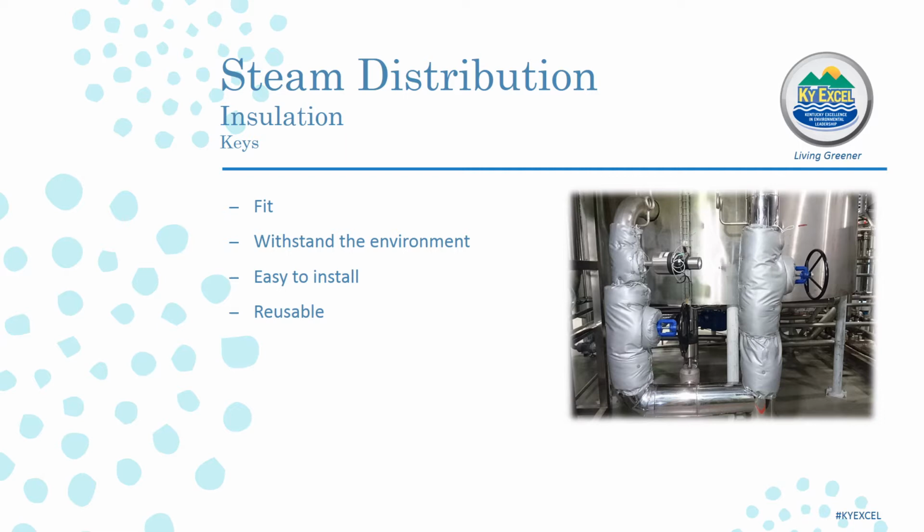Installing insulation can increase efficiency by reducing heat loss during steam distribution. When installing insulation, make sure the insulation fits correctly and can withstand the conditions. If insulation is ill-fitting or cannot handle the environmental conditions, it will be ineffective, thus reducing efficiency and increasing operating costs. Another item to consider is if the insulation can be easily removed and reinstalled. If removed insulation cannot be reinstalled or is difficult to reinstall, most facilities will opt for buying and installing new insulation, which increases the facility's waste and financial costs over time.